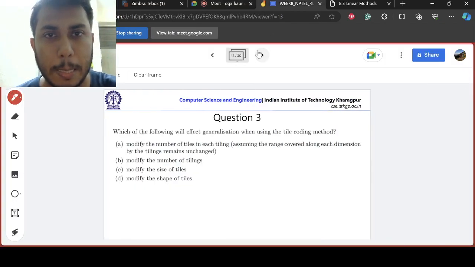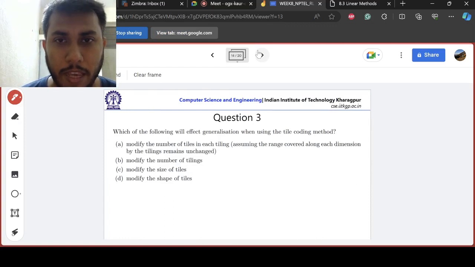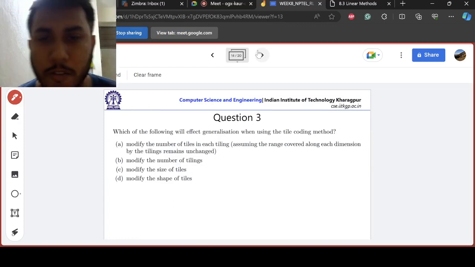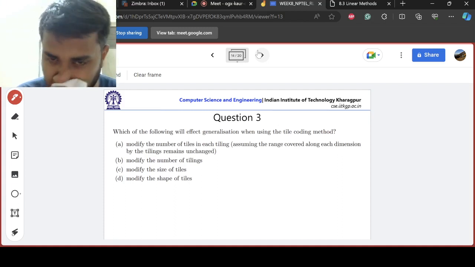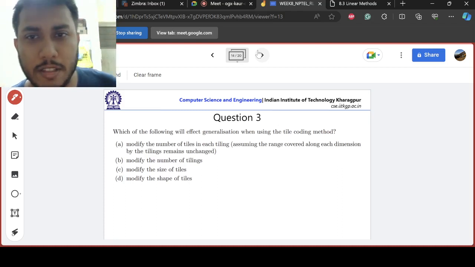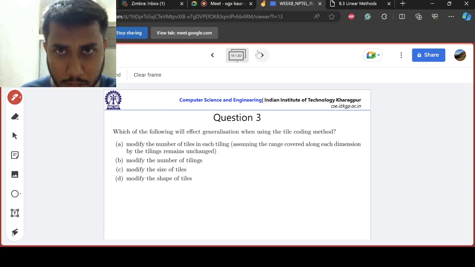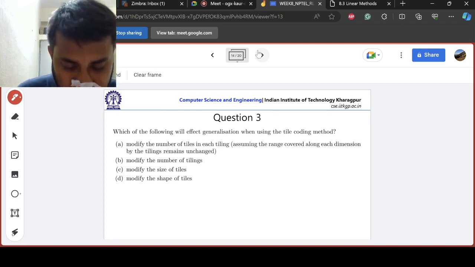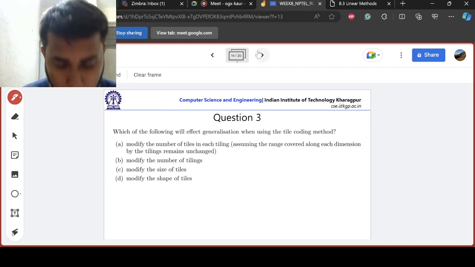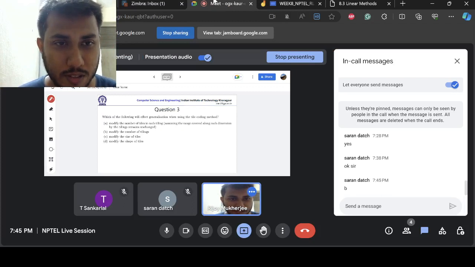Okay, so let's go on to the next one. Which of the following will affect generalization when using tile coding method? Modify the number of tiles, modify the number of tiles in each dimension assuming the range covered among each dimension, modify the size of the tiles, modify the shape of the tiles. What will be the answer? Any guess? Only B.